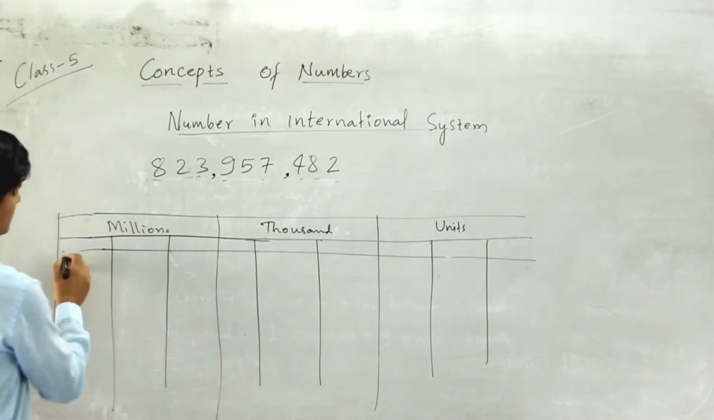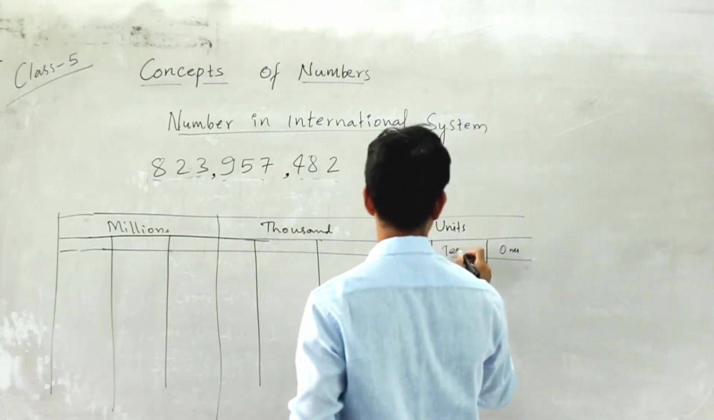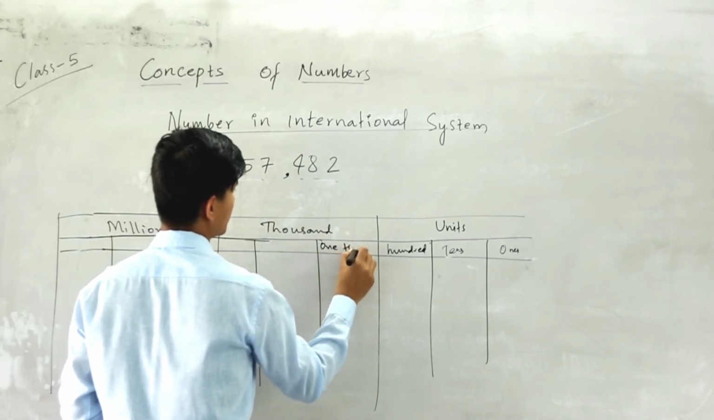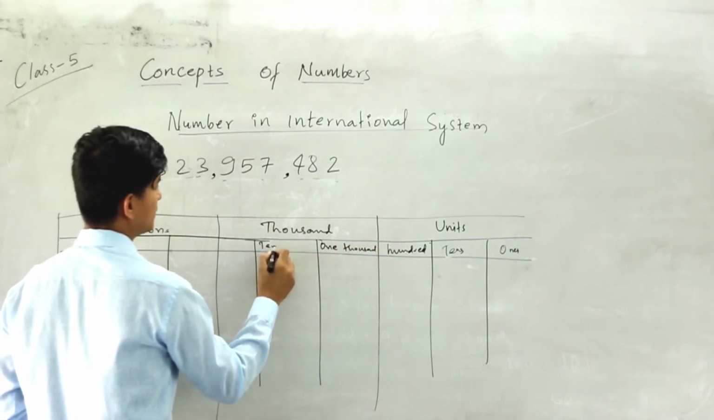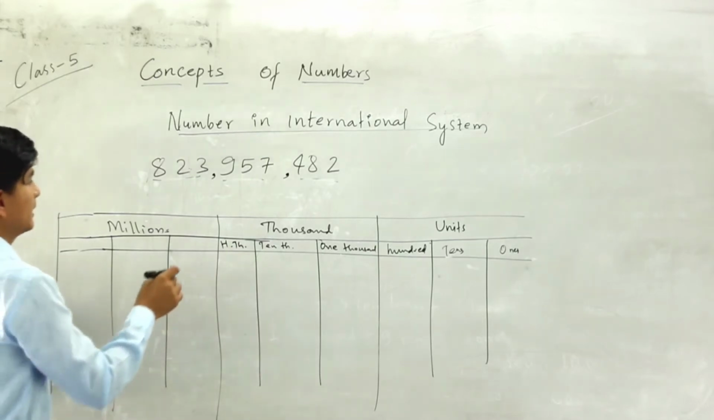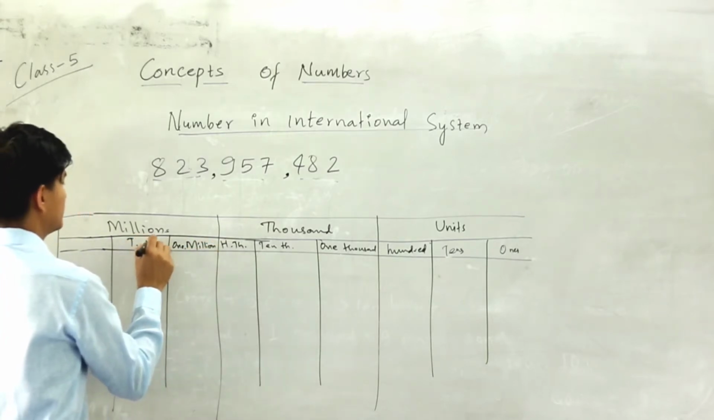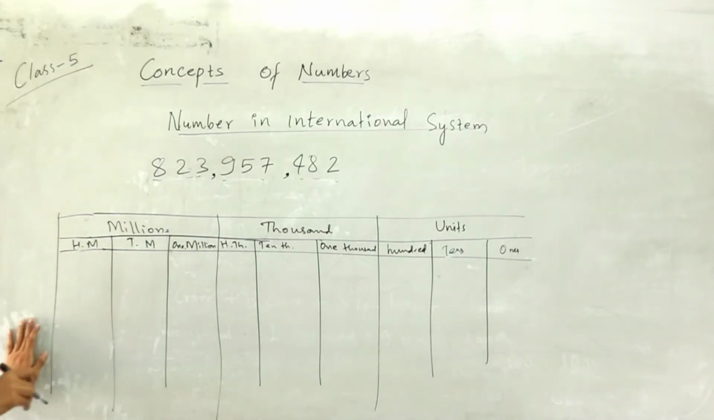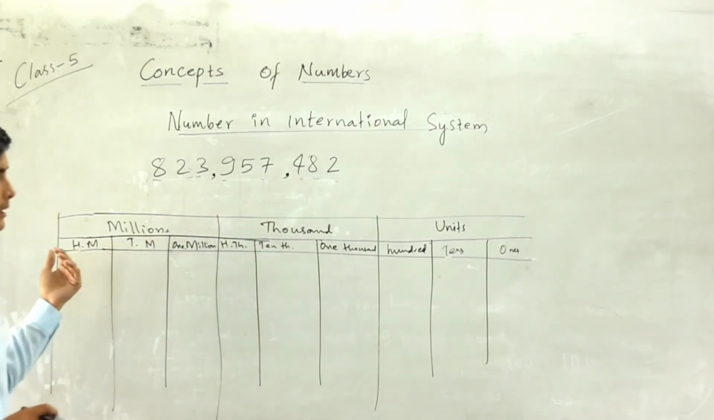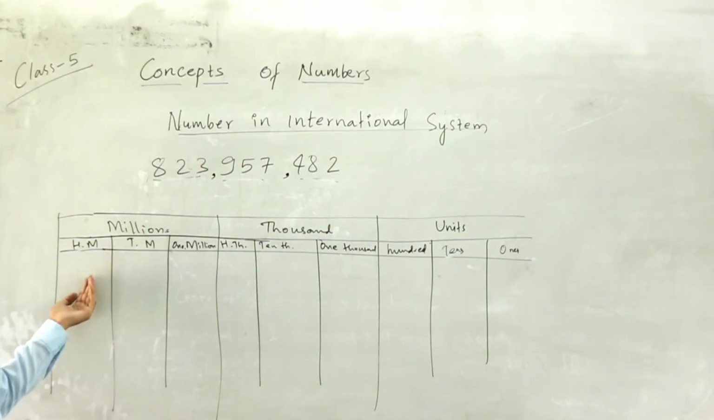So like this. In unit, as you know, it will be ones, tens, 100. After that 1000, and here it will be 10,000, and here it will be 100,000. In a short way you can also write it. Here it will be 1 million, 10 million, and 100 million. So in this way you can write it in international system: ones, tens, 100, 1000, 10,000, 100,000, 1 million, 10 million, 100 million.